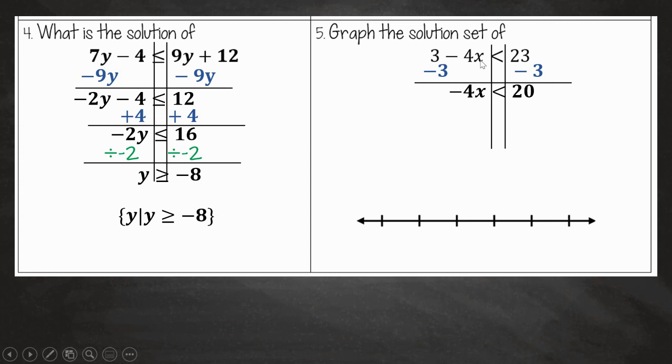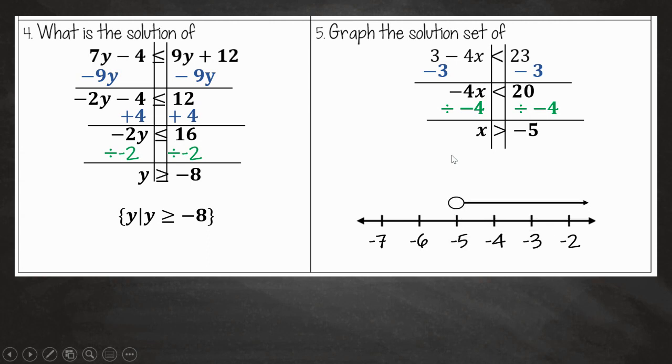So we get -4x is less than 20. And here we are again dividing by a negative number. And when we divide by a negative number, we are going to flip the sign. So it was a less than symbol, and now it's a greater than symbol. So x is greater than -5. So this would be the graph that matches. Be careful when you're matching your graph that you flip your sign if you divide or multiply by a negative number.